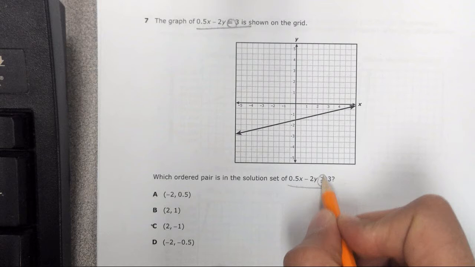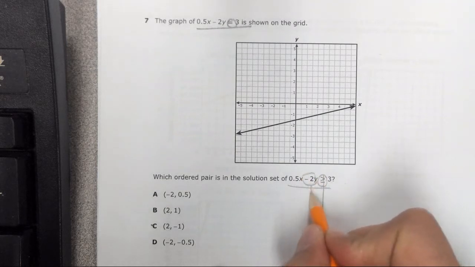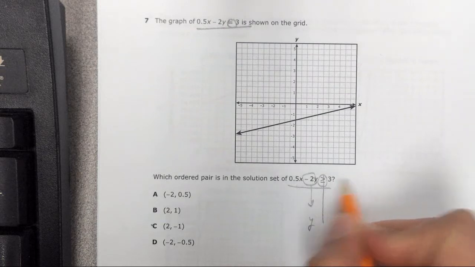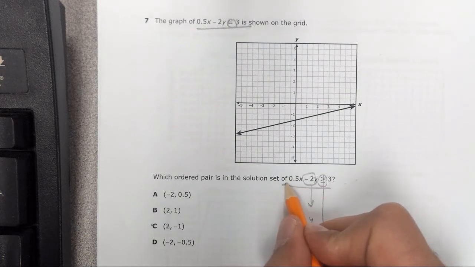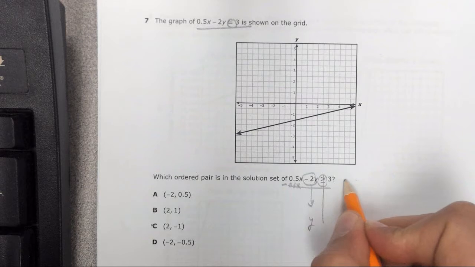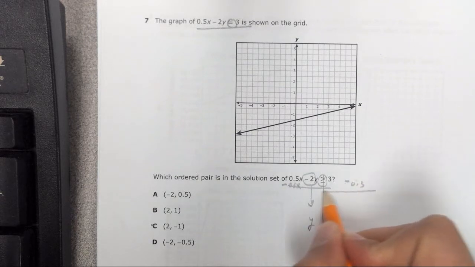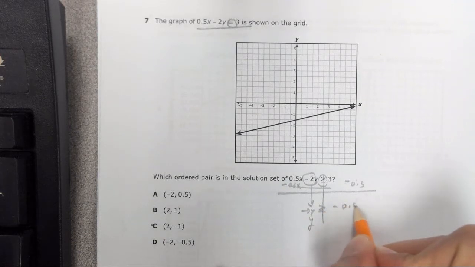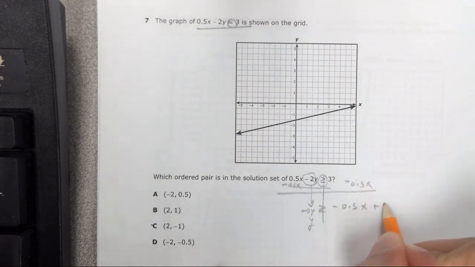So what we do is we solve it for y. So the y has to stay. So opposite side, this has to go to the opposite side over here. So I use the opposite sign. That's positive 0.5. The opposite of that will be negative 0.5. So negative 2y is greater than or equal to negative 0.5x plus 3.